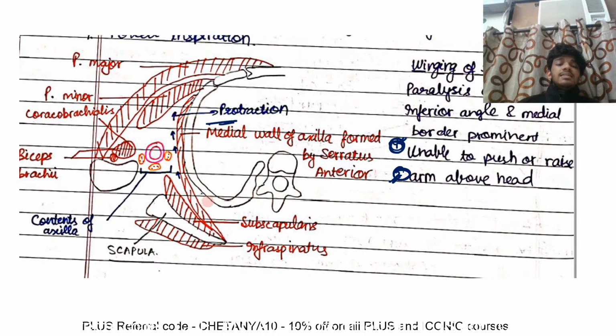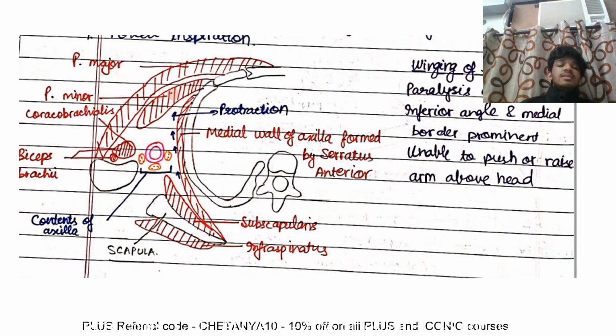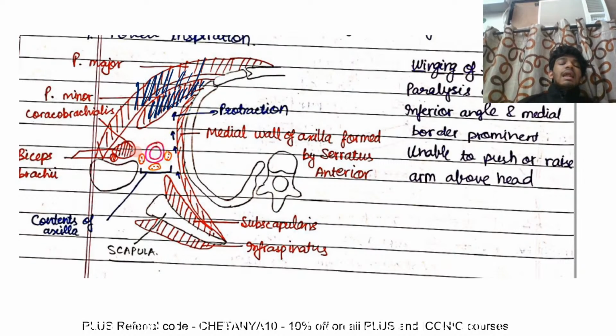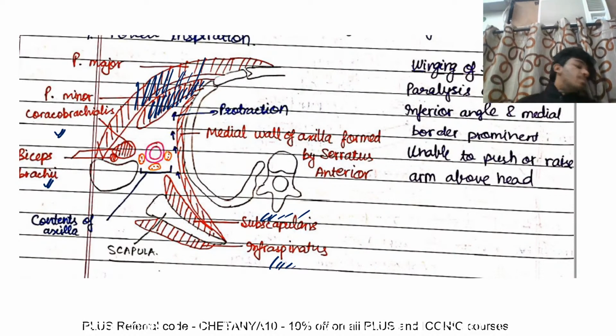So protraction, you can see the serratus anterior is pulling the scapula forward around the medial wall of the axilla, which is formed by the serratus anterior, right? So this is the axilla, you can see this is the anterior border. It is formed by pectoralis minor and pectoralis major, right? This is the lateral side. The lateral side is made by coracobrachialis and biceps brachii along the humerus. These are the contents of the axilla. You can see the axillary artery and the brachial plexus cords around it. Posteriorly, you will have the subscapularis, the infraspinatus, and the scapula. Those will form the posterior border of the axilla, right?